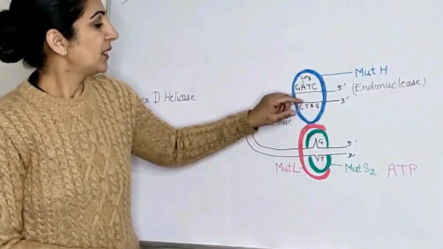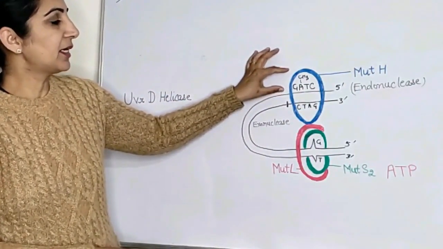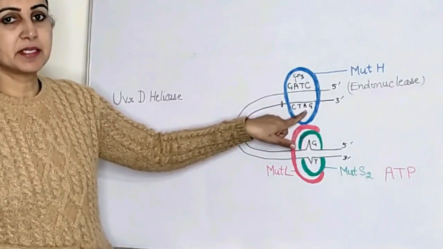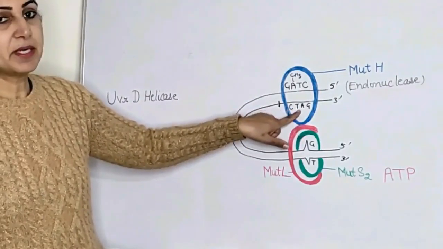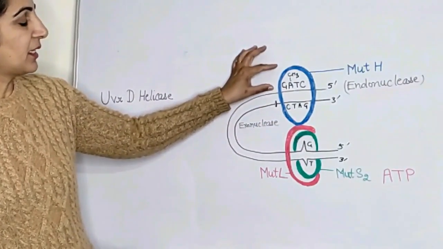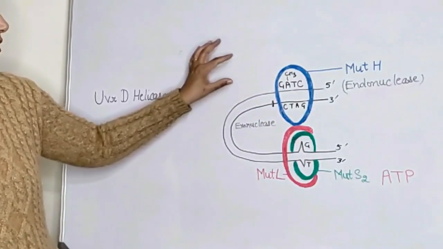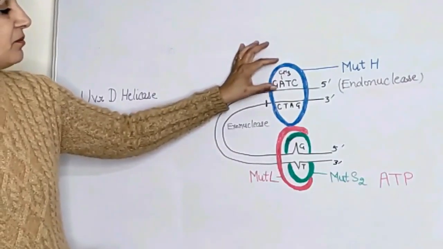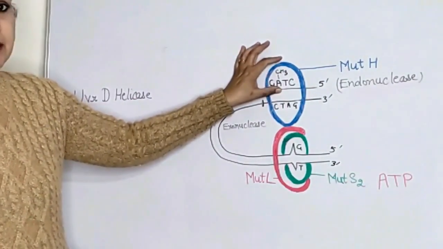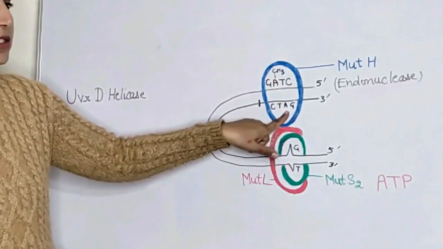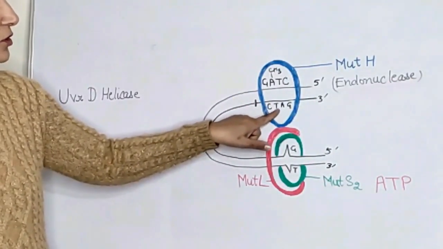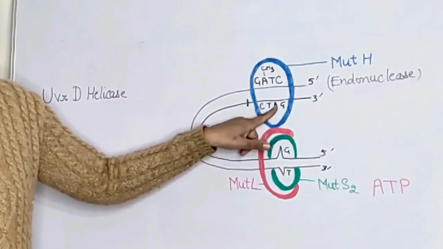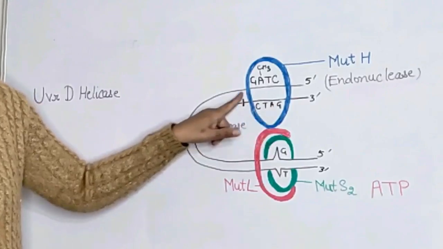MutH takes the methylated strand as the parent strand and the other strand, which is non-methylated as yet, as the complementary strand. Actually, this methylation does not occur immediately after the replication. So, for some time one strand of the DNA is methylated and the complementary strand is not. So now it knows that whatever base is there on this complementary strand, that base is mismatched.